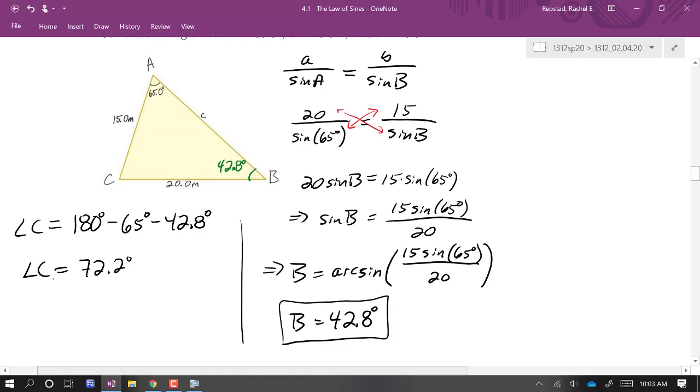Okay, so we found that angle B was less than angle A, which is what we expected because of the side lengths. We found angle C is 72.2 degrees. Before we go about solving for side C, what am I going to expect? What kind of value should I get? It's going to be more than 20. Side C has got to be the biggest, got to be the longest side.